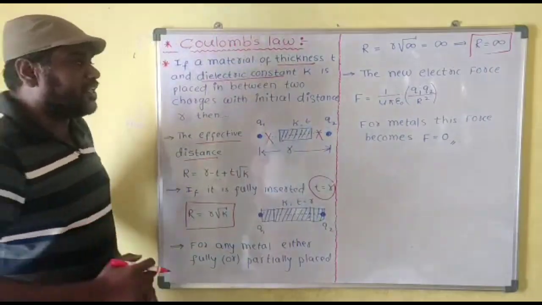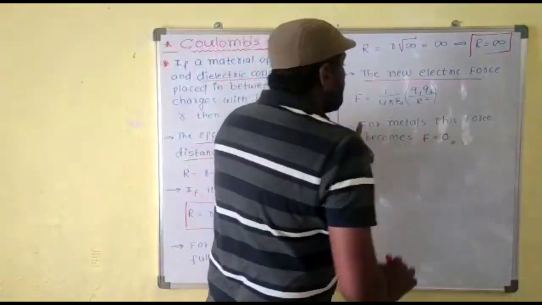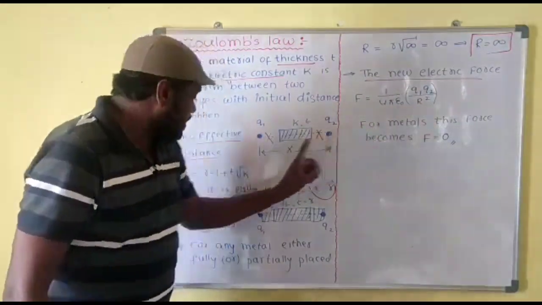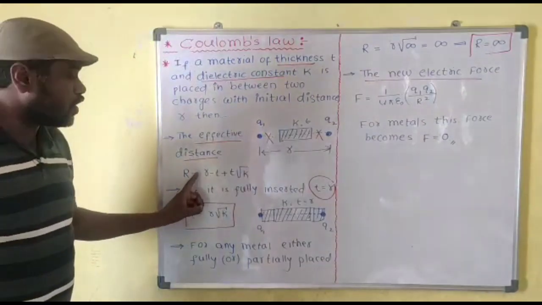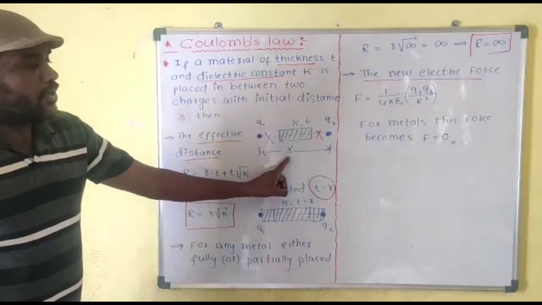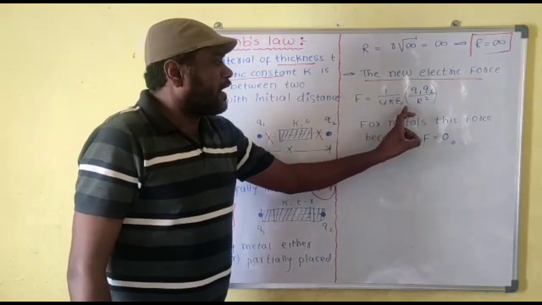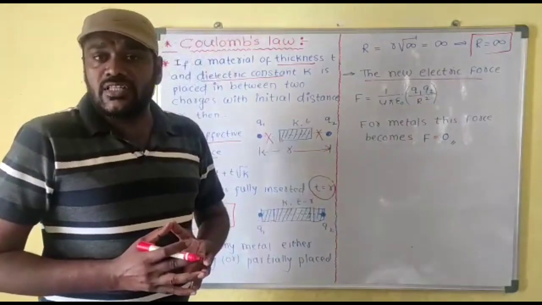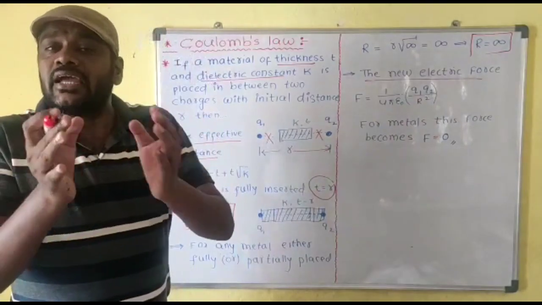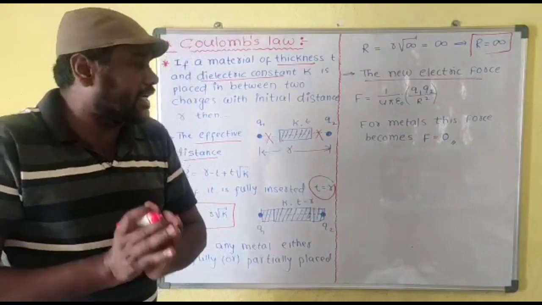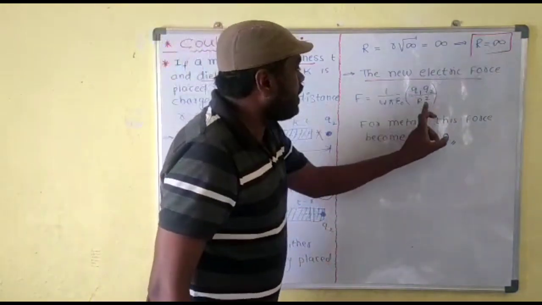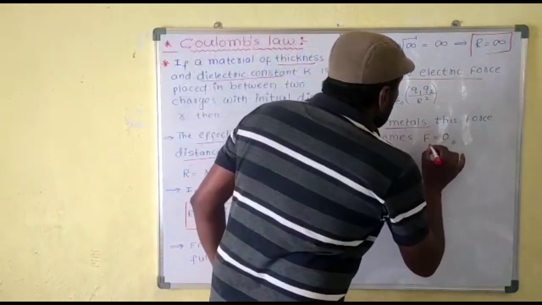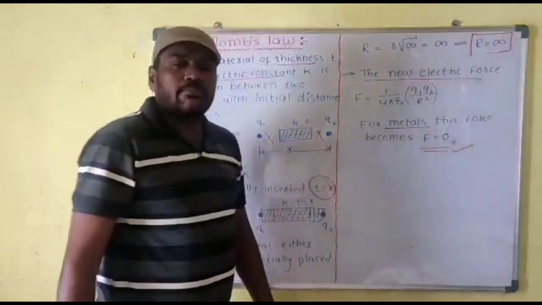Now, after calculating the effective distance, what we need is the electric force between them. Therefore, the new electric force between them is equal to 1 by 4 pi epsilon naught Q1 Q2 by capital R' square. We have to substitute this effective distance, not the initial distance between them. And what is the force between the two charges when they are separated by a conducting metal? If you substitute R' equal to infinity, something by infinity is equal to 0. Therefore, for metals, the force between them always becomes 0.